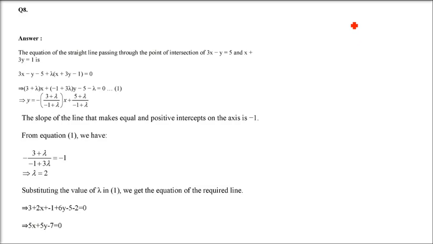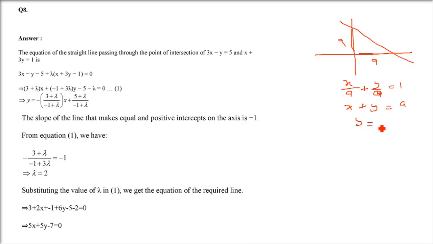So what do we do? If you make a coordinate axis, and the line has equal intercepts, this is a and this is also a. So the equation in intercept form will be x by a plus y by a equals 1. Now multiply both sides by a: x plus y equals a. Now take x to the right hand side: y equals minus x plus a. So the slope is minus 1.